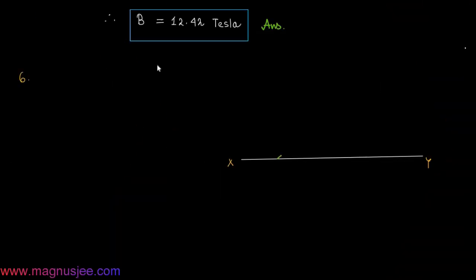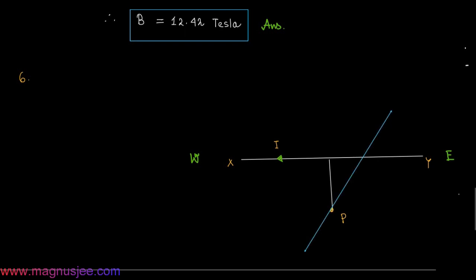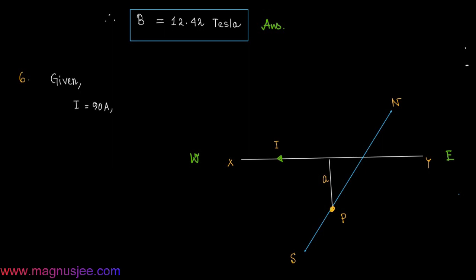Numerical number 6. XY be a straight conductor and a current I flows from the end Y to X. That means the current flows from east to west direction, and P be a point at a perpendicular distance A below the straight conductor XY, and we can denote north and south direction. A is the perpendicular distance. Given electric current I is equal to 90 ampere and the distance of the point P, A is equal to 1.5 meter, and B equal question mark.